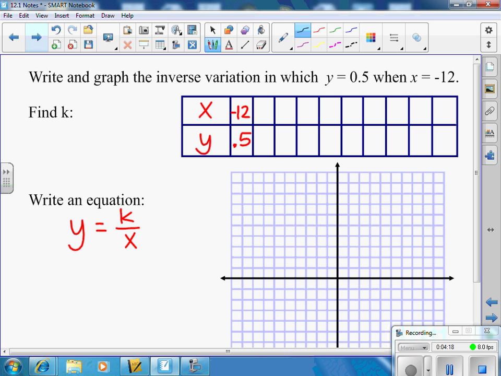So in order to find k, remember we use x times y equals k, which is just if we were to multiply both sides by x here and get k by itself. That's where we get that from.